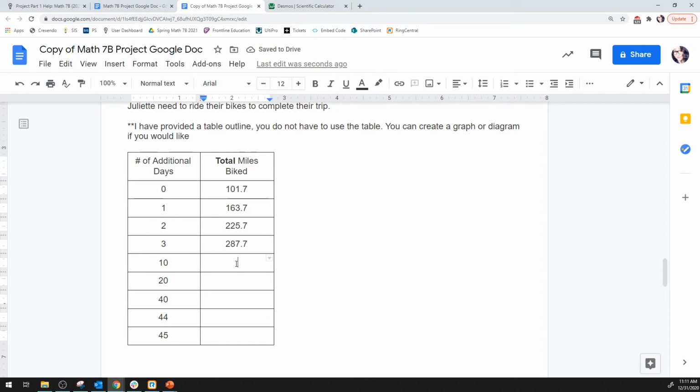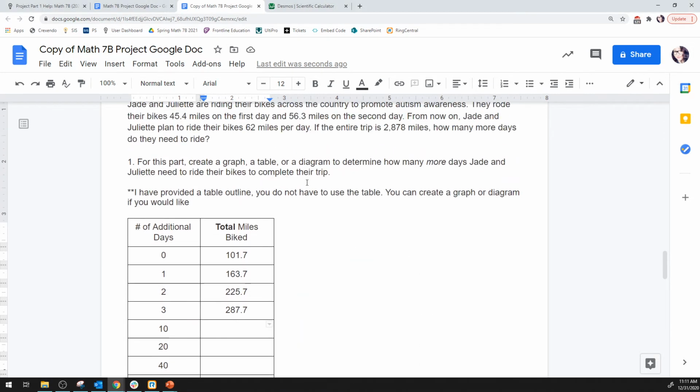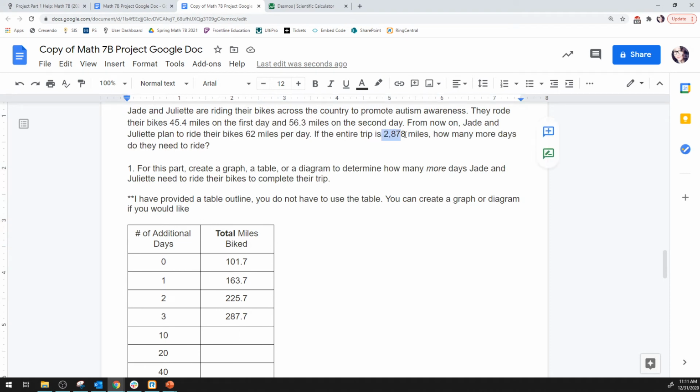Okay, and you're going to do the same exact thing for all the rest of these numbers. So you're going to replace the x in our expression with each one of these numbers, multiply it, and then add the 2 numbers. Now what this table is going to do is eventually at some point we will get something close to our total. And our total before was 2,878 miles.